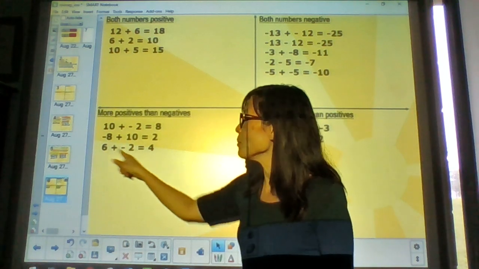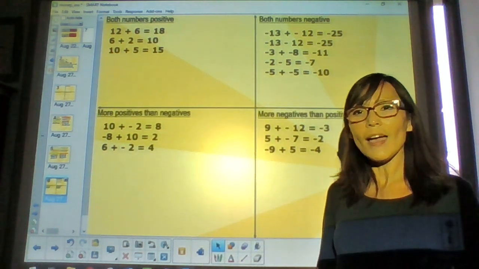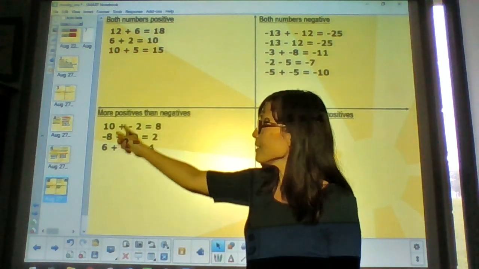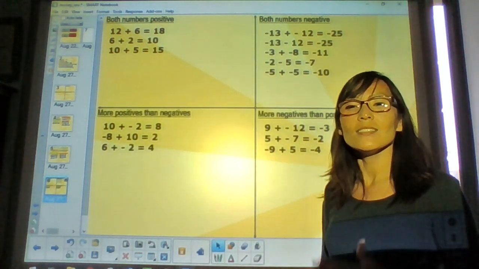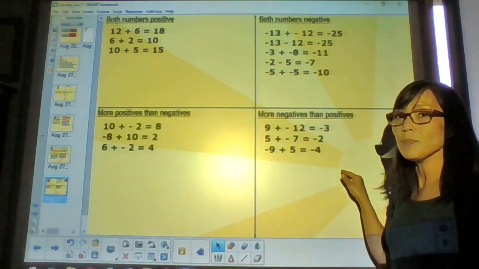But what happens with the numbers themselves? What are you doing with those actual numbers? You're not adding them, even though it says to add, you're actually subtracting the numbers. And then let's look at this last example.